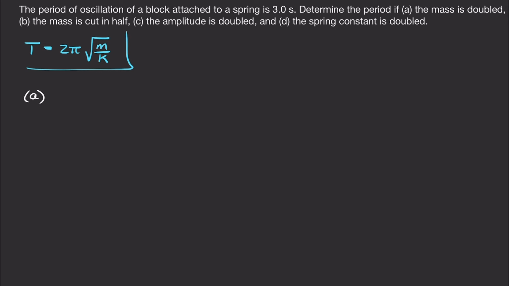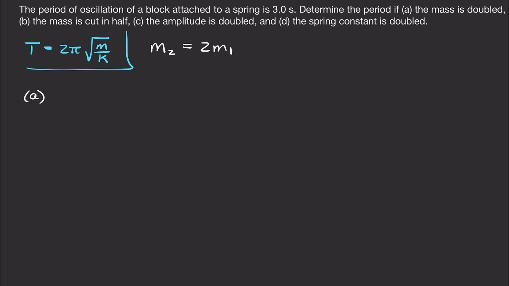Okay, so what we want to do is we want to write an expression for the period as is, and then we want to write another expression for the period when it changes. So we're going to get a T1 and a T2, and then we can use proportional reasoning. So for the first scenario, our mass, so M2, what we change it to, is going to be twice the original mass. Okay, so if we double the mass, it's going to go to twice what it was before.